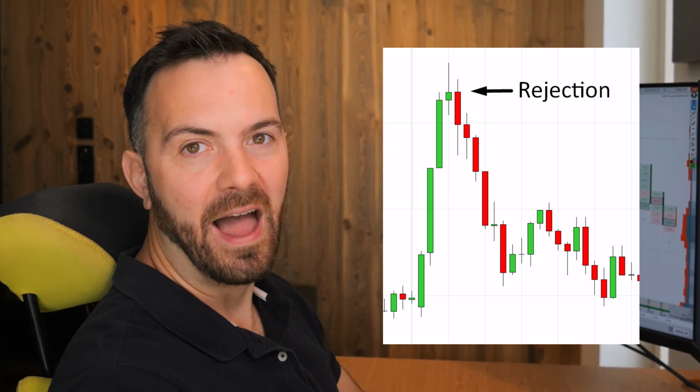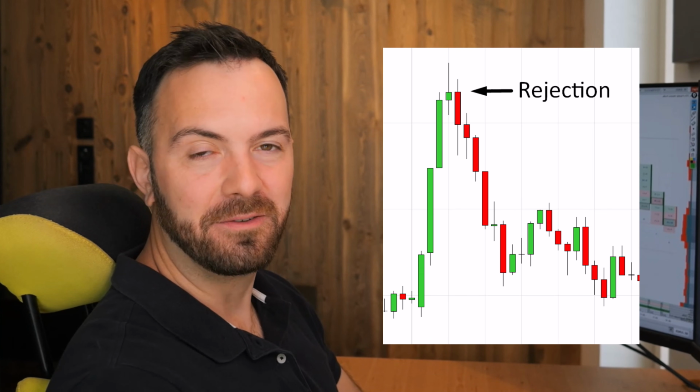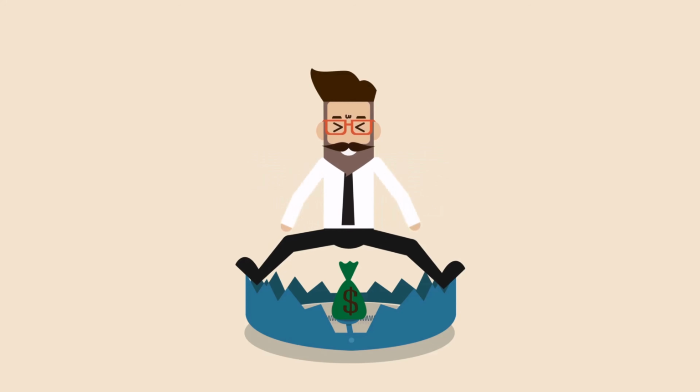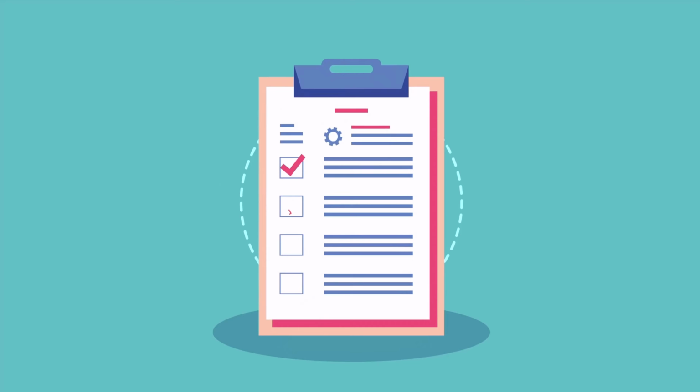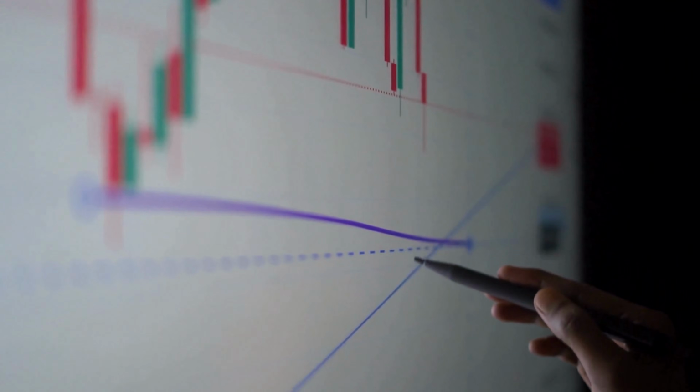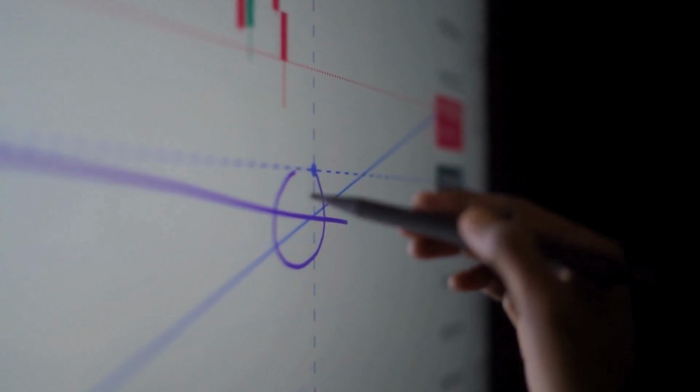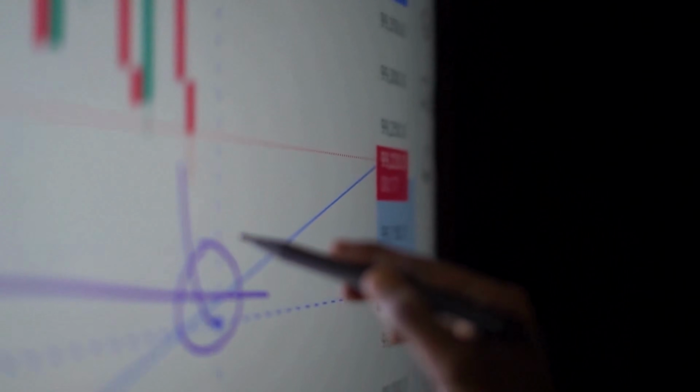In this video I'm going to talk about rejections. I'm going to tell you how to tell the difference between a good trading opportunity and a trap, and I'm going to give you a checklist which will help you to tell the difference between a good looking trade and a bad one. Now, I'll also show you how I trade rejections. I'll show you exactly step by step my strategy so you can apply that to your trading as well.